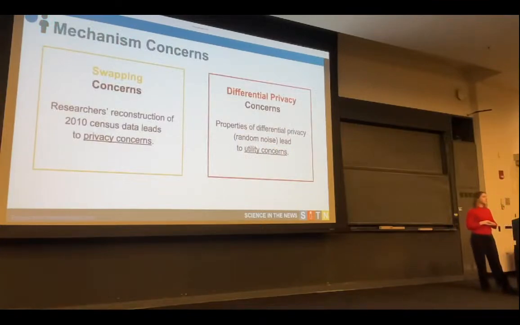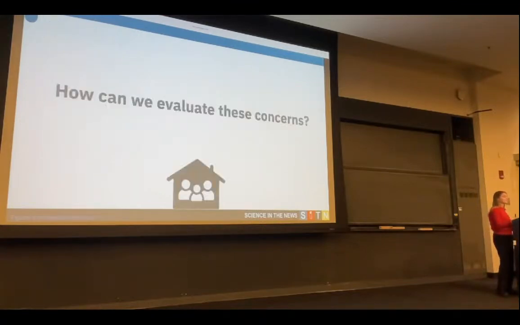And we see that there's concerns with both of these mechanisms, right? So swapping, there's privacy concerns surrounding the researcher's ability to reconstruct the 2010 census data. And with differential privacy, we see there's concerns surrounding the properties of differential privacy, the way that it adds random noise, and how that will affect utility. So then we can talk about how we evaluate these concerns.